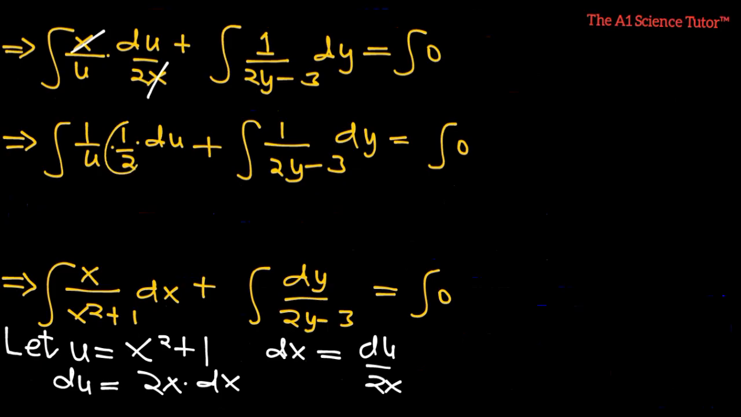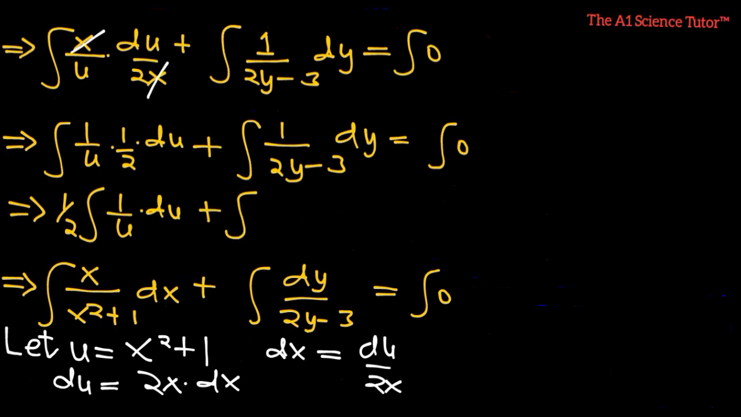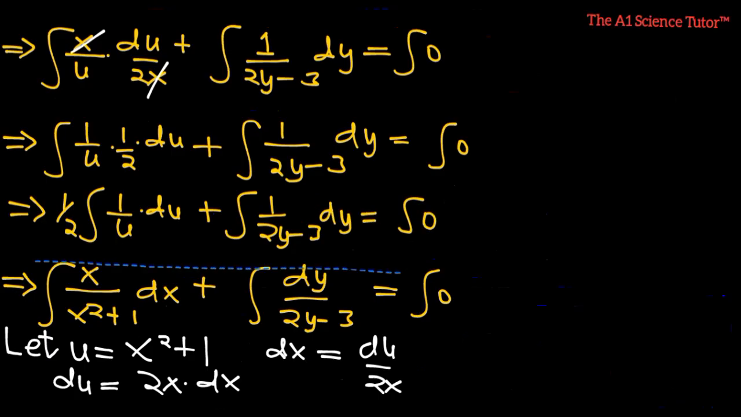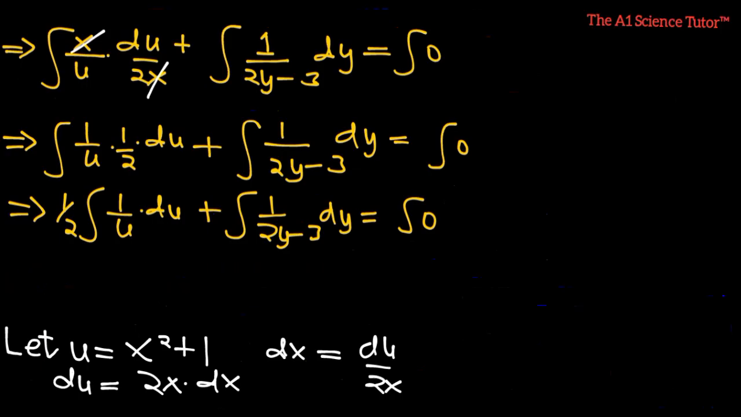Since we know this is a constant, we're going to take it out, and so this should be a coefficient of the integral. So this is 1 over u multiplied by du, and this is going to be 1 over 2y minus 3 dy. And here we have integral 0. Yeah, so that is what we have.